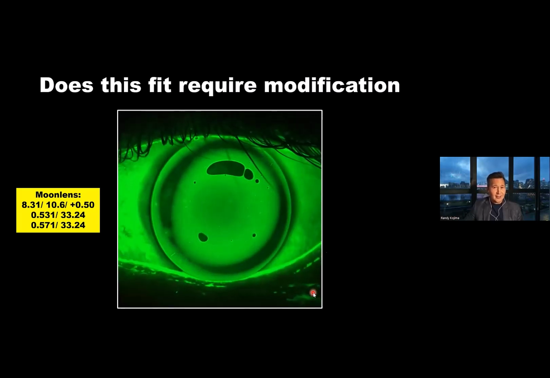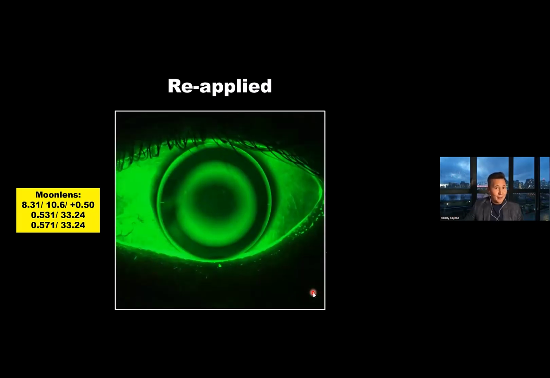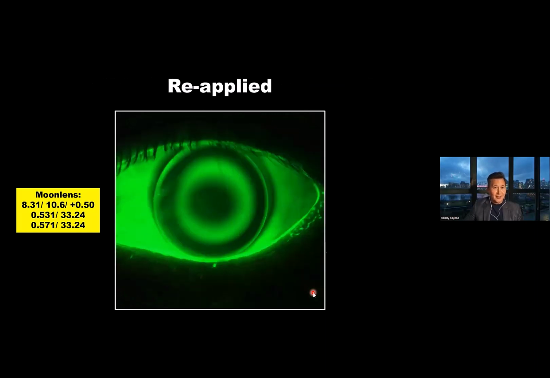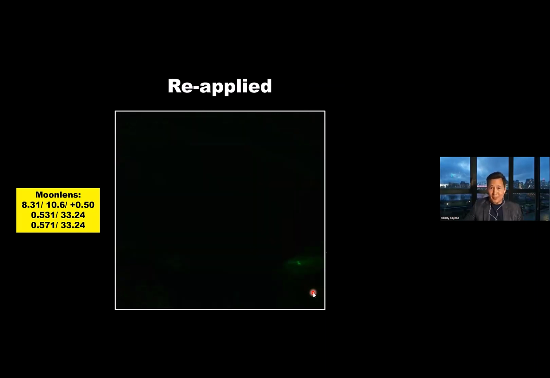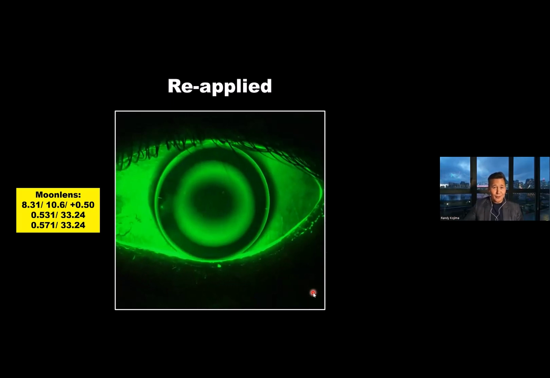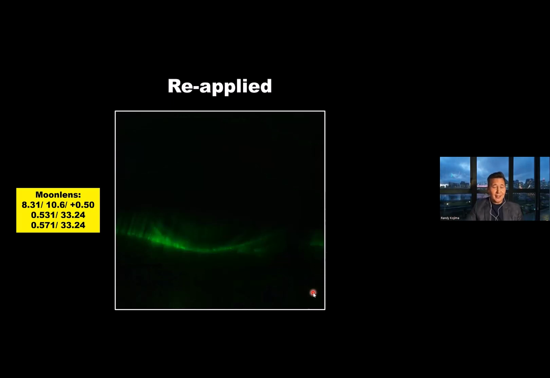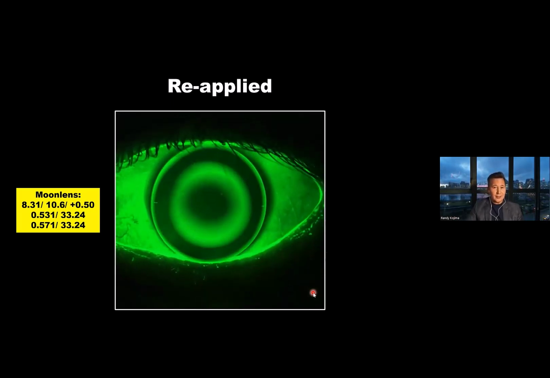If we take this lens off the patient and we reapply, it looks like this. And this was just a big bubble under the lens. It wasn't applied with enough fluid or something goofy happened. And this is fluorescein analysis in orthokeratology lenses.